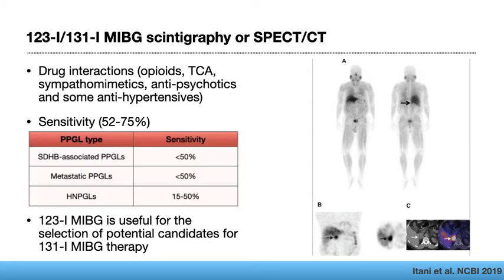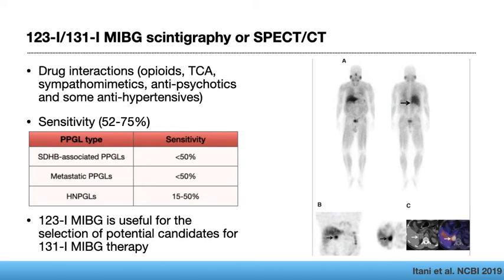The sensitivity of MIBG scan is estimated to be from 52 to 75%. The cause behind that is the lack of expression of norepinephrine or vesicular monoamine transporters in the dedifferentiated tumor cells. Pheochromocytoma and paraganglioma patients with decreased sensitivity to MIBG scan include patients with SDHB mutation, those with metastatic disease, and patients with head and neck paragangliomas. For these patients, MIBG is still beneficial to determine who could benefit from 131 iodine therapy.